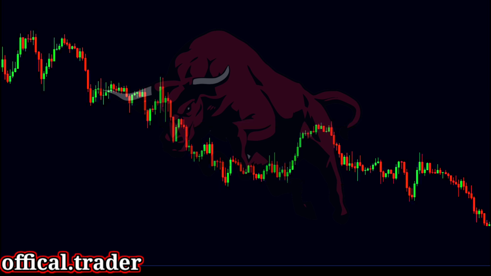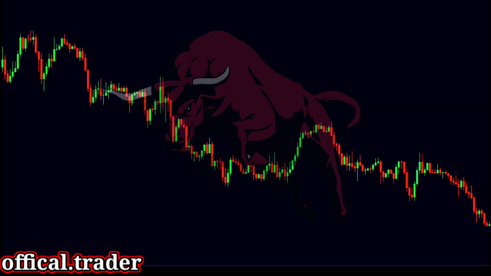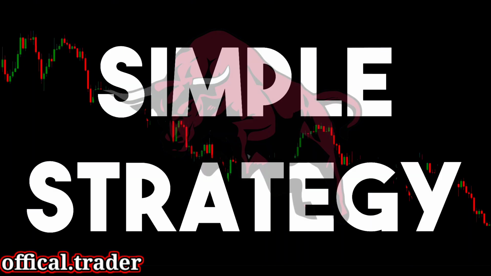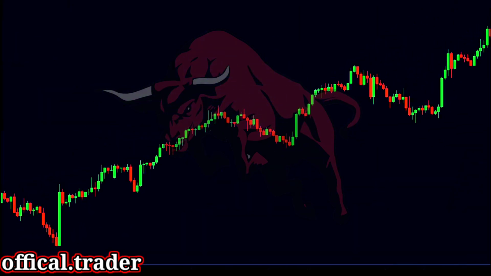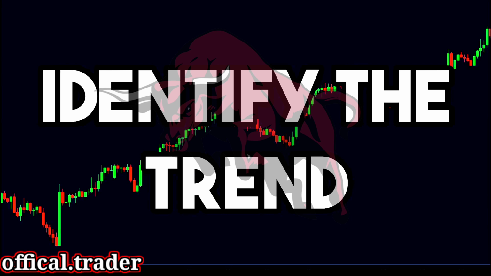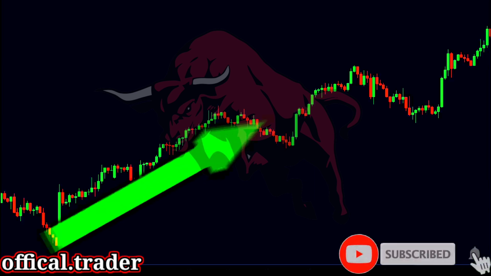The best way to trade trending markets is to enter on the pullbacks. So here is a simple strategy to enter on the pullbacks. The first step is to identify the trend. Here we see that the price was making higher highs and higher lows. So the price was in a clear uptrend.